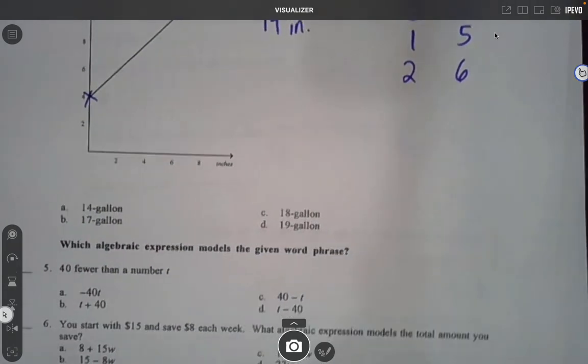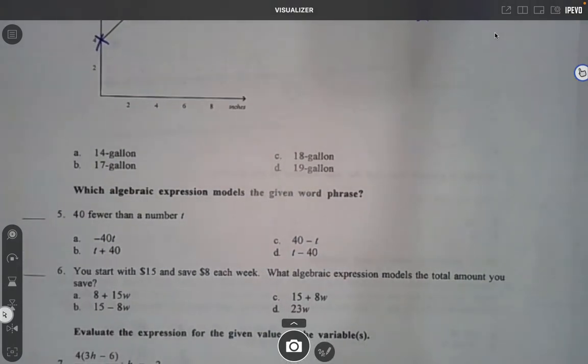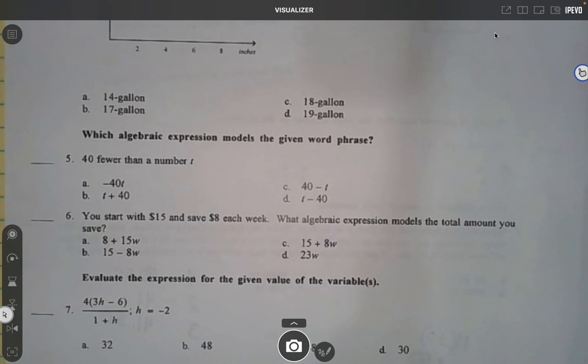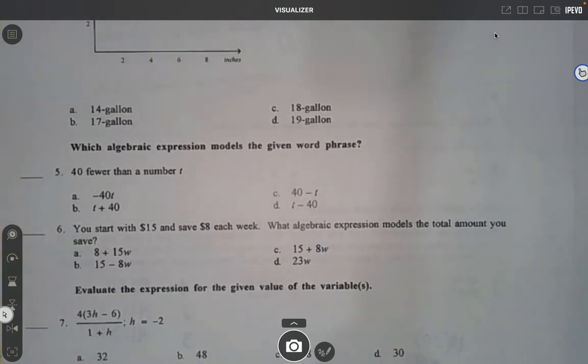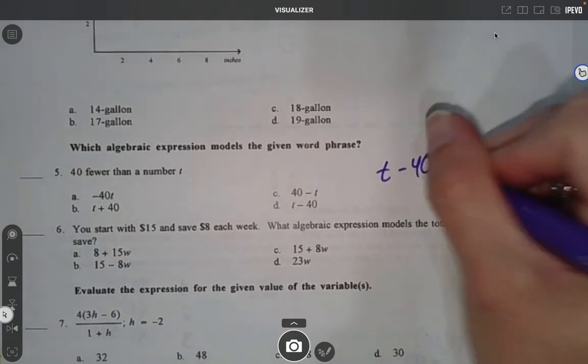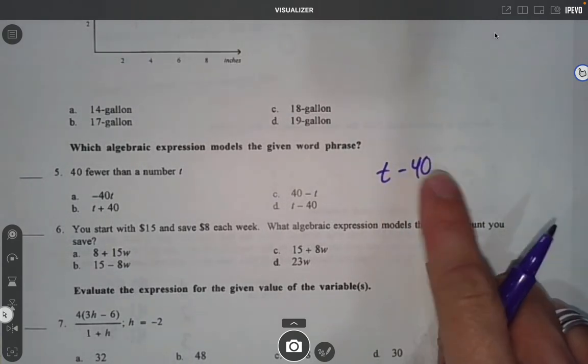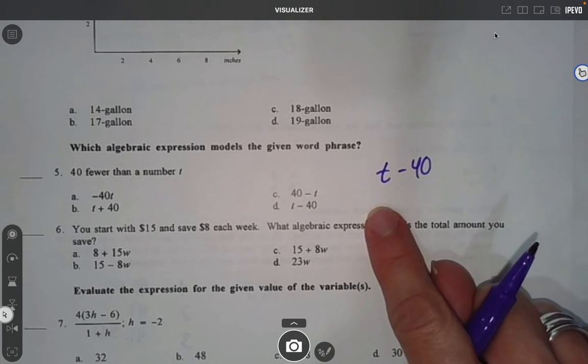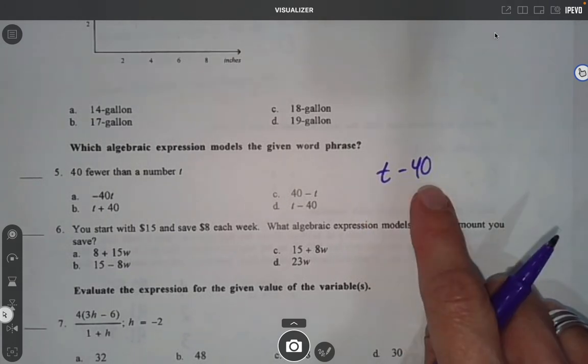Number 5 is on there. 40 fewer than a number T. You have 40 fewer than a number T, and it's multiple choice. So what am I doing with this? It's T minus 40. You are 40 less than that number. What's 40 fewer than 100? 60. So you did 100 minus 40.